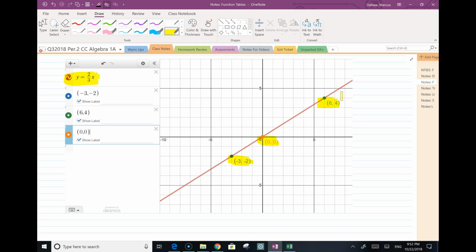So I hope this video helped you better understand how to both select values for an input, how to evaluate a function using those inputs, and how to transfer those input-output combinations into points that create a graph.